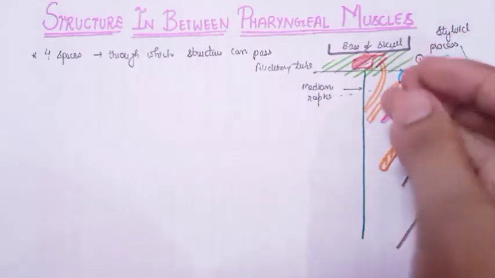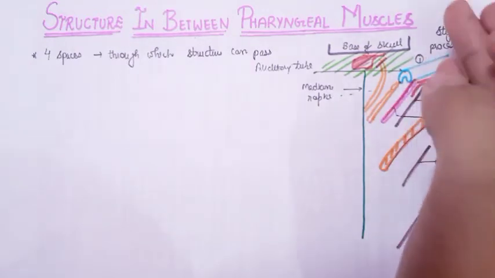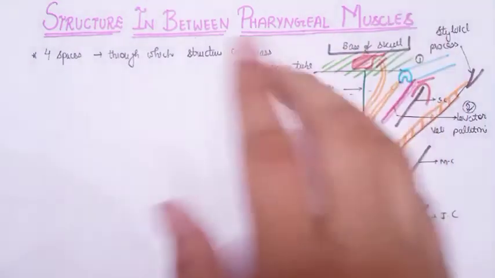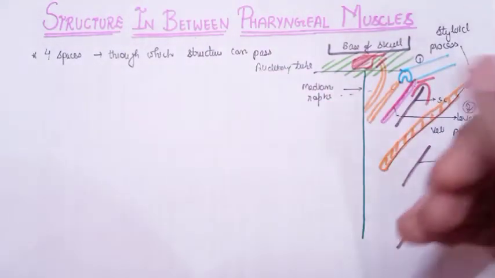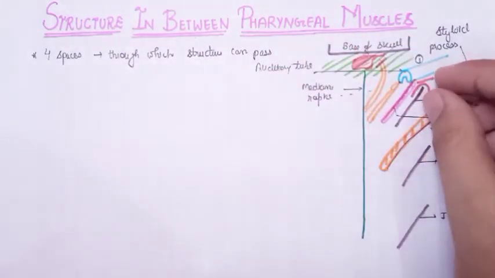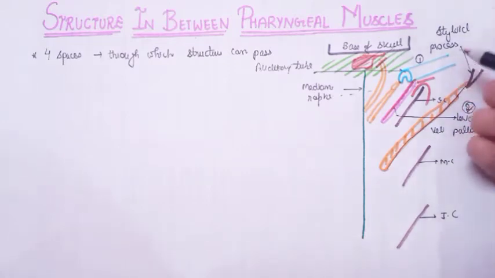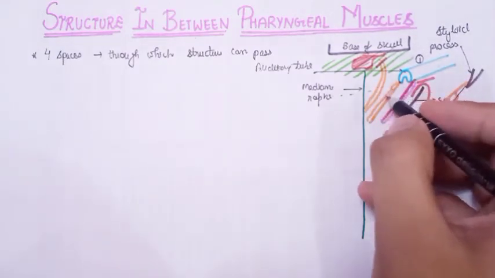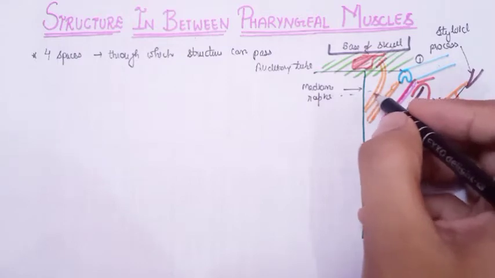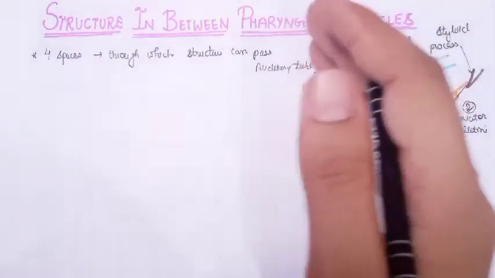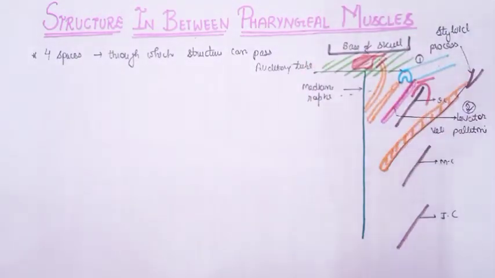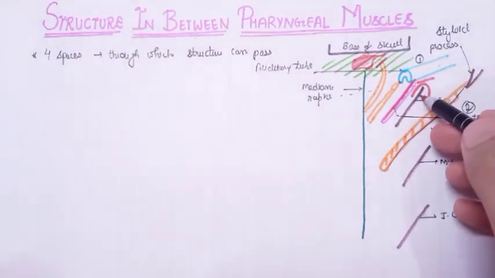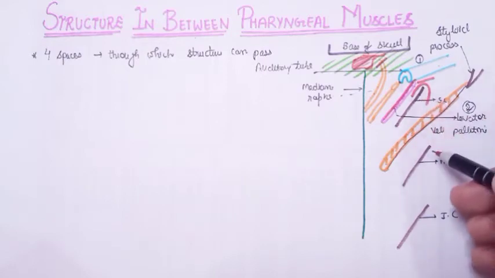So you can see in between the superior constrictor and the base of skull, that was the first gap through which the structures can pass. We have four structures: two arteries, one auditory tube, and one muscle, that is the levator veli palatini, while the rest of the muscles, that is the two longitudinal muscles, are more medial and are not considered in this gap.